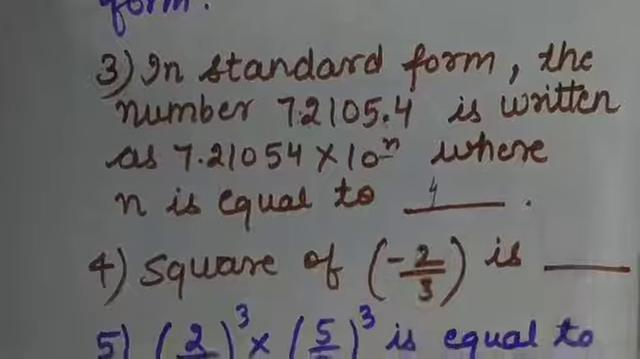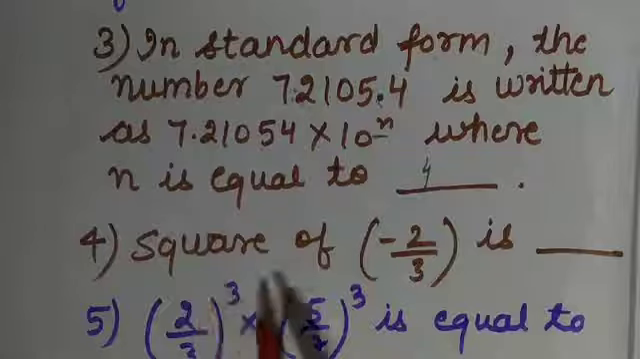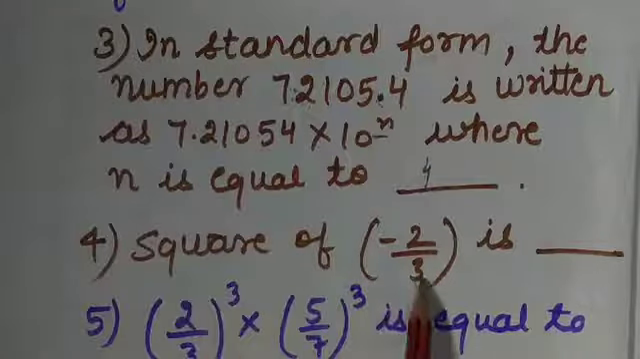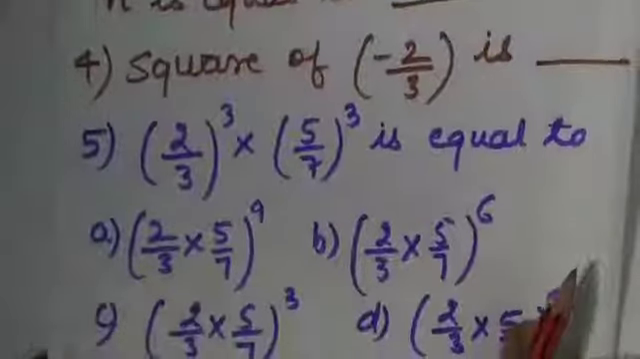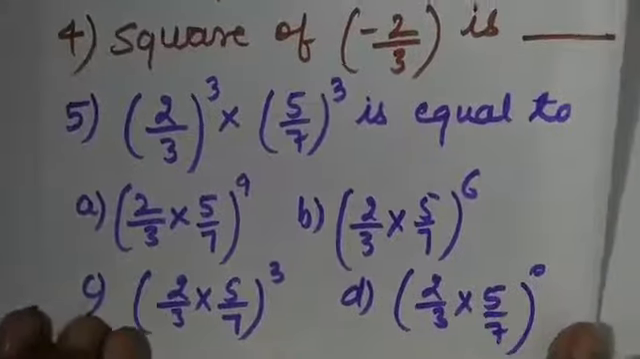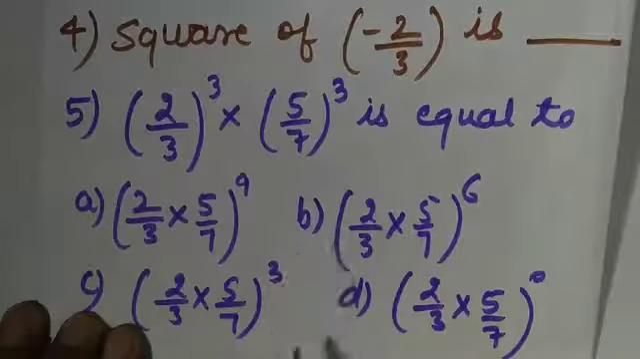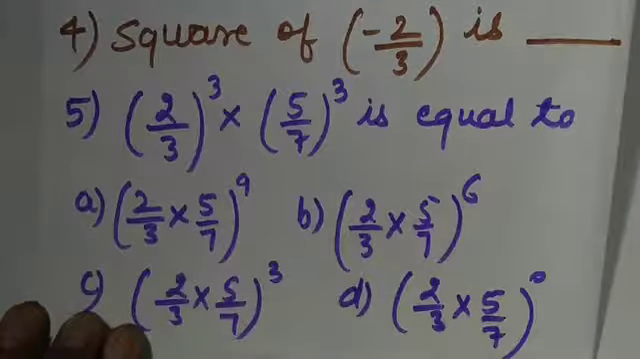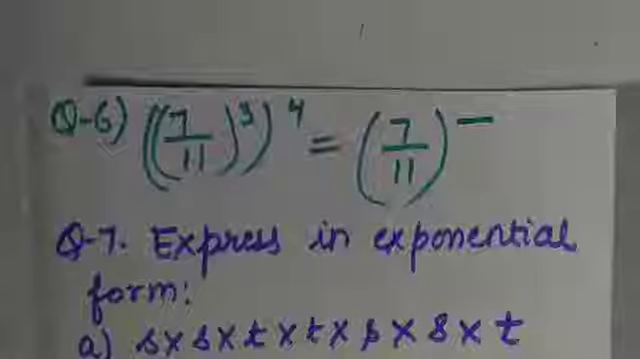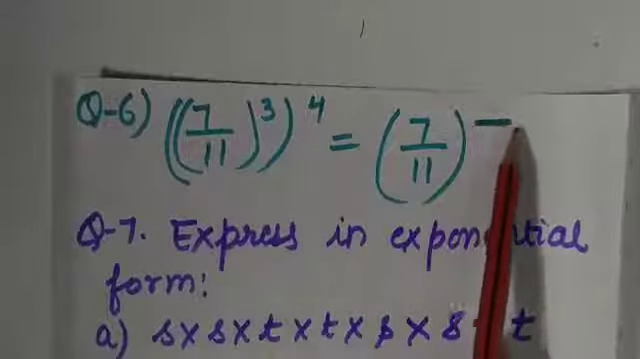Okay, come to the fourth question. Square means raised to the power 2. You have to find the value of the square of minus 2 by 3. Question number 5 is an MCQ. You just have to remember the laws of exponents, and according to that you have to tick the correct option. This is the 5th question of section A. Now come to the 6th question. This is fill in the blanks. You have to fill this blank.